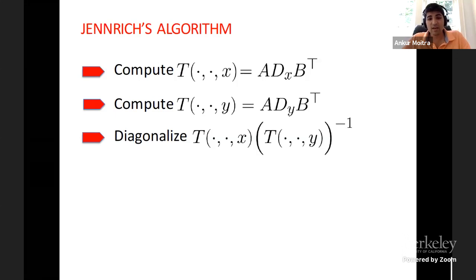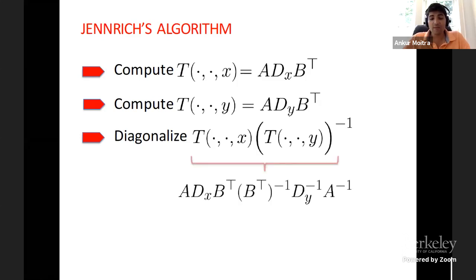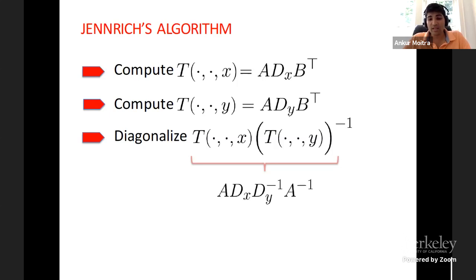Now, the key thing is that I can express what this matrix T of X times T of Y inverse looks like in terms of the factors that I want to find. If I just write down what that expression is, it's A times dx times B transpose times B transpose inverse times dy inverse times A inverse. So now the B transpose cancels with the B transpose inverse, and I get something really nice, which is A times the diagonal matrix times A inverse.